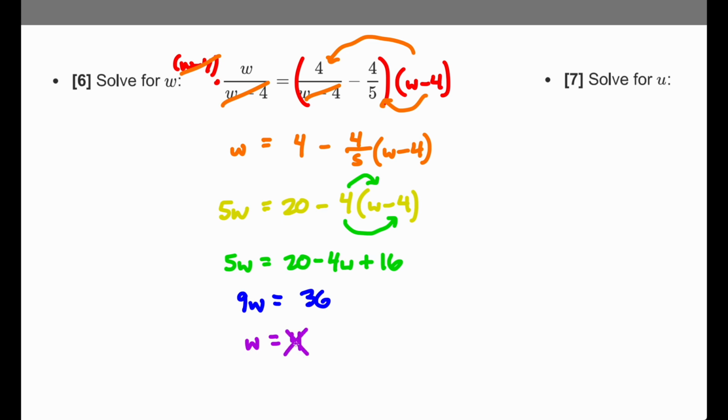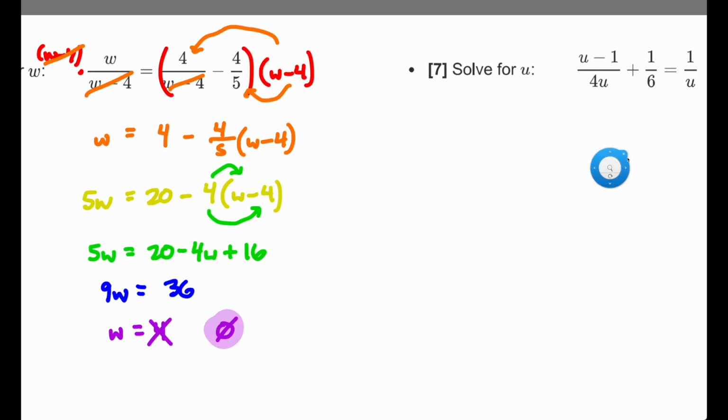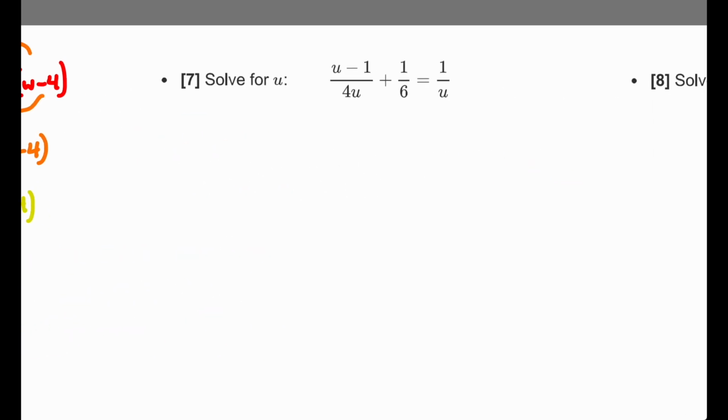Since there were no other numbers that we picked, the final answer for this one is going to be no solution, or you can just write this symbol right here for null set. There is no answer that you can plug in to number 6, and the equation will be true from it. It is impossible. All right, let's go to the next one here.